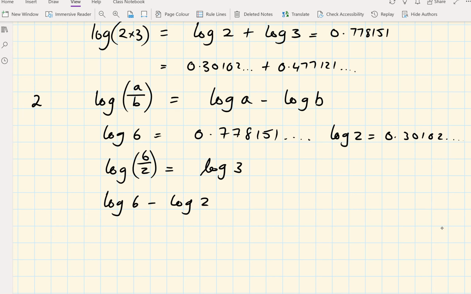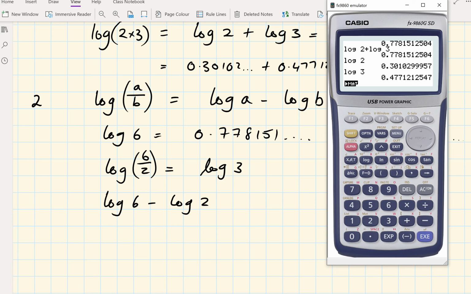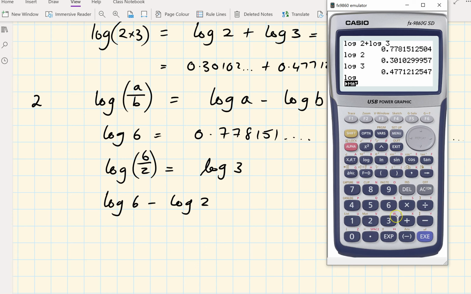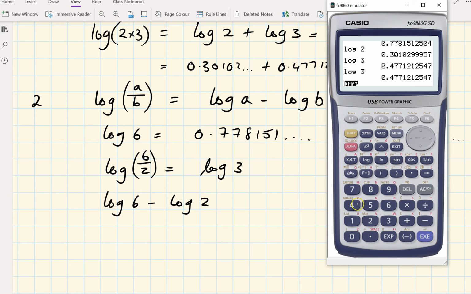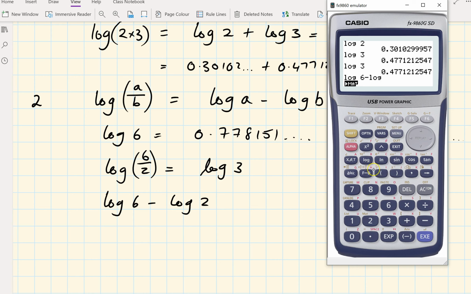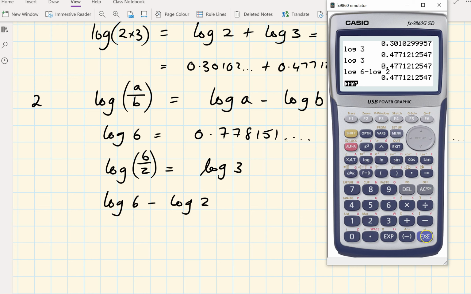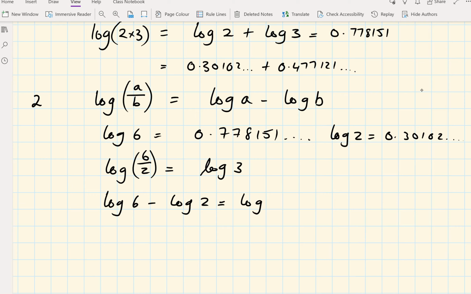Let's check this out in the calculator and see what we get. The log of 3, there it is on the screen. The log of 6 minus the log of 2. We press it and we come up with exactly the same answer. So here is our second law of logs.